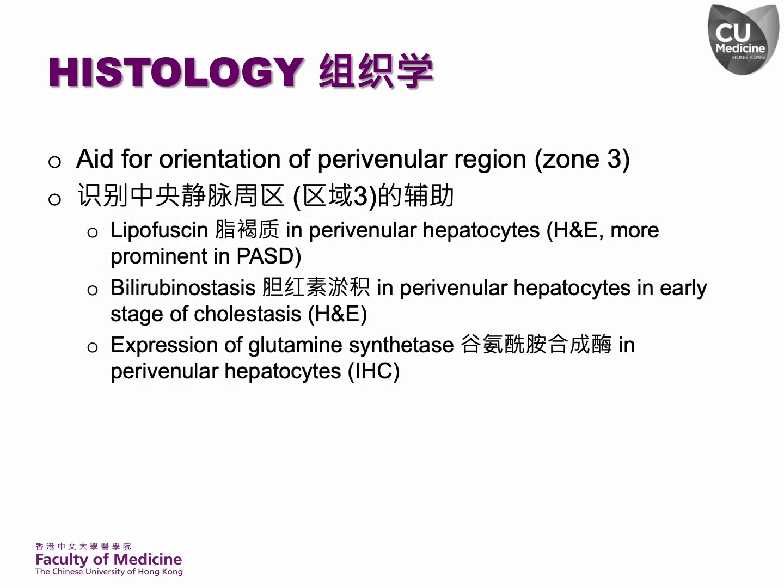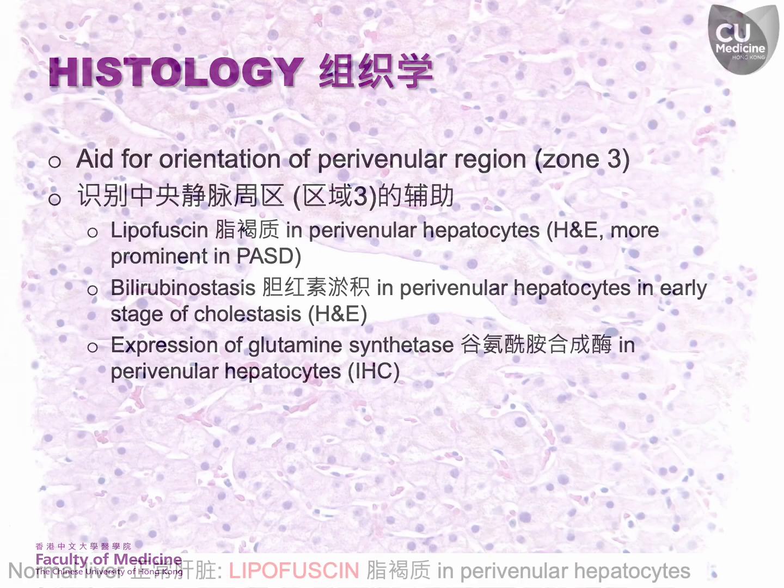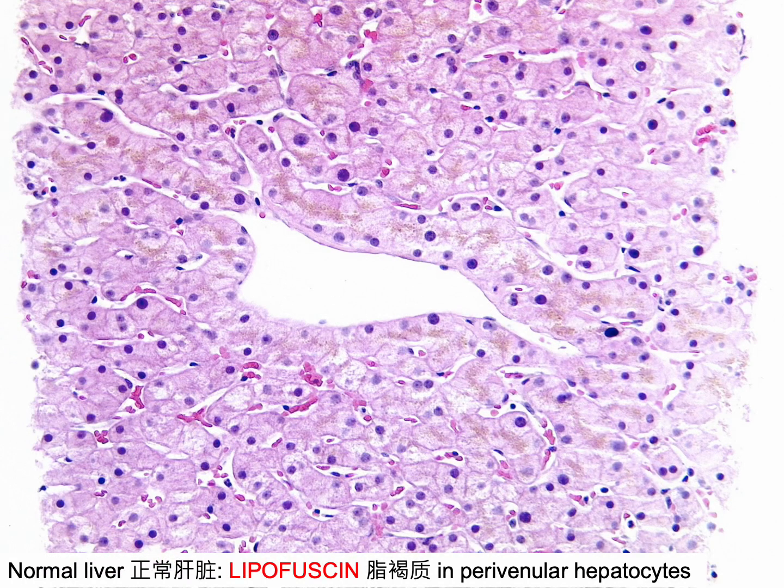Here are some aids for orienting the perivenular region histologically for challenging cases. Lipofuscin is a pigment that accumulates in cells as a result of lipid peroxidation and aging. In liver histology, lipofuscin granules are often more prominent in perivenular hepatocytes compared to other regions. This can be visualized using routine H and E staining and is even more apparent with PAS-D staining.